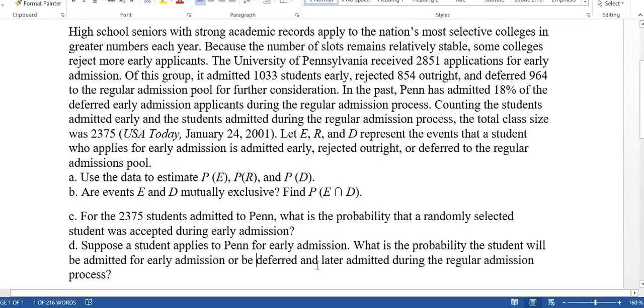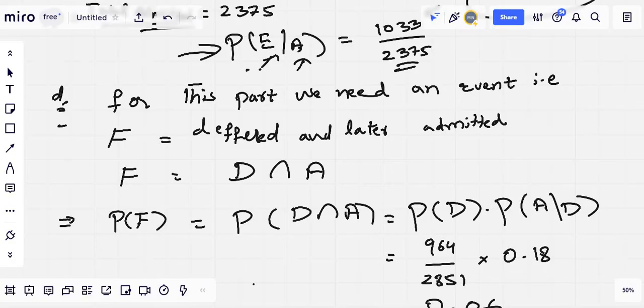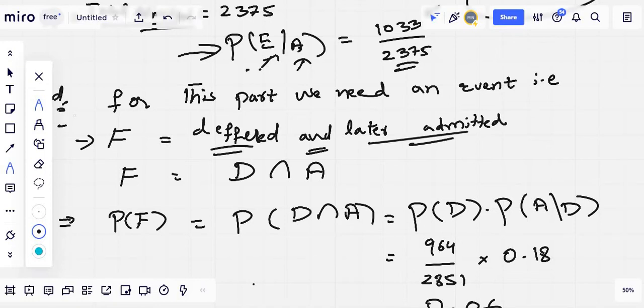So we have to generate this event, because it has basically two events: deferred, and later admitted during the regular admission process. For this part we need an event that we name F, and F is basically deferred and later admitted. We already denoted deferred as D, and we can replace "and" with intersection, and later admitted students is A. So this is basically a joint probability. Now we need to find the probability of F, that is, the probability of D intersection A.